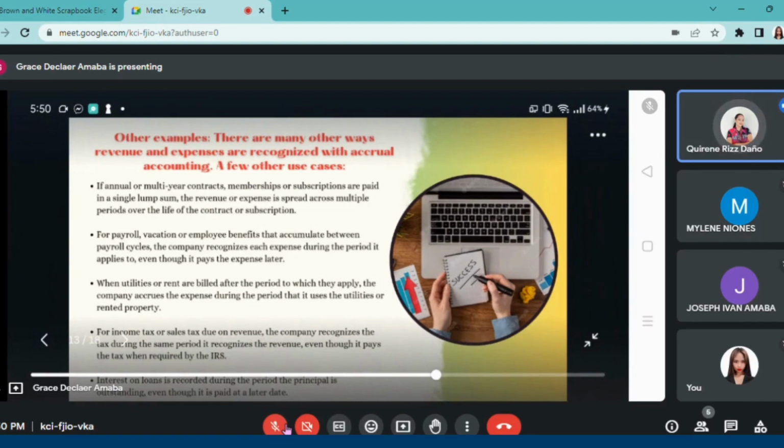For income tax or sales tax due on revenue, the company recognizes the tax during the same period it recognized the revenue, even though it pays the tax when required by the IRS. Interest on loans is recorded during the period the principal is outstanding, even though it is paid at a later date. Next.